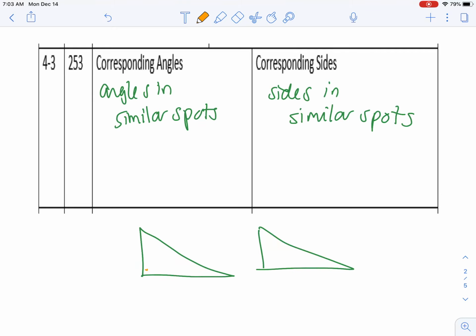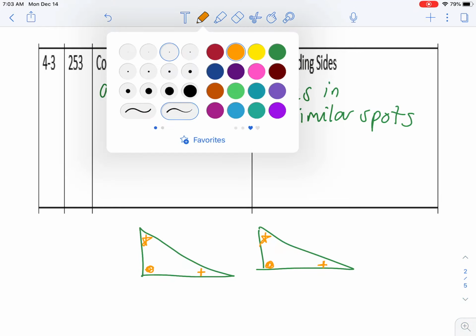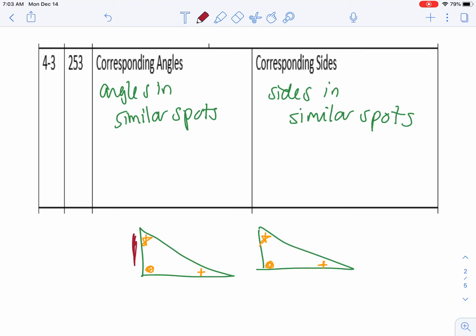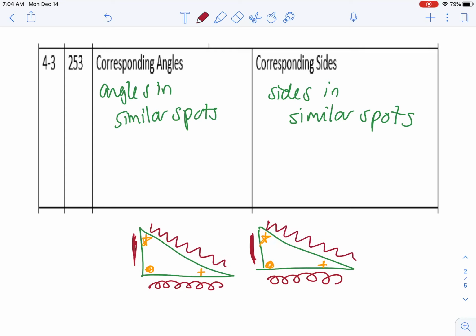For example, we can see this angle and this angle match up on the triangles. And then this angle and this angle match up, and this angle and this angle match up on the triangles. So those are considered corresponding. The same thing goes for sides. This little short side and this little short side would match up. This bottom middle side would match up with this bottom middle side. And then this long side, which is called the hypotenuse, you remember that word, would match up as well. So they're the ones that match up with each other.